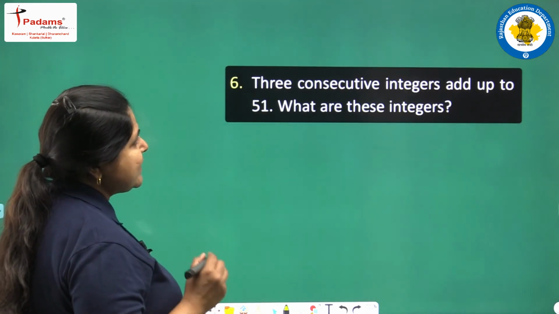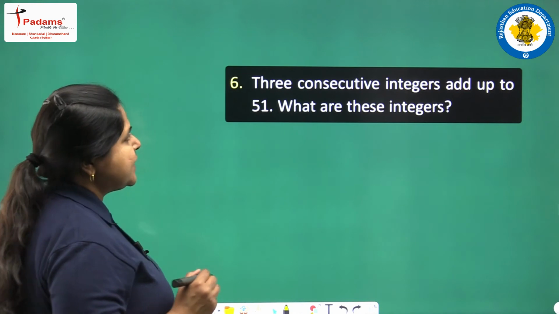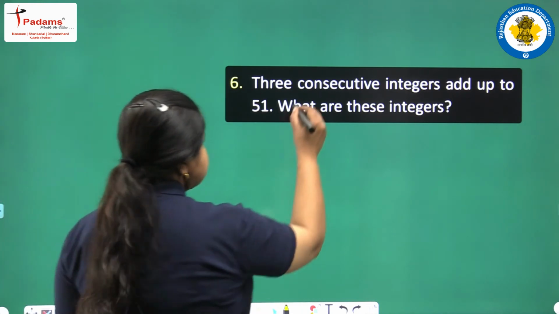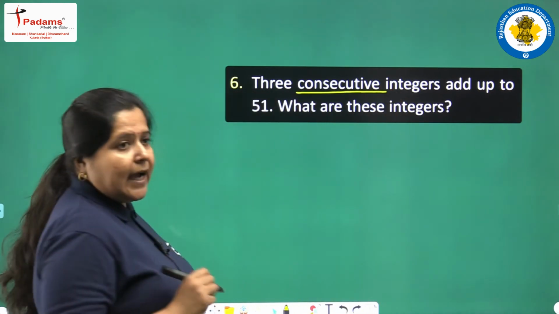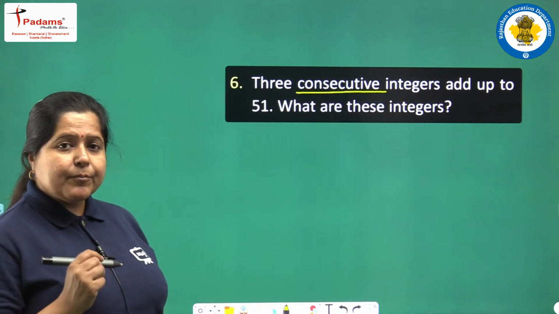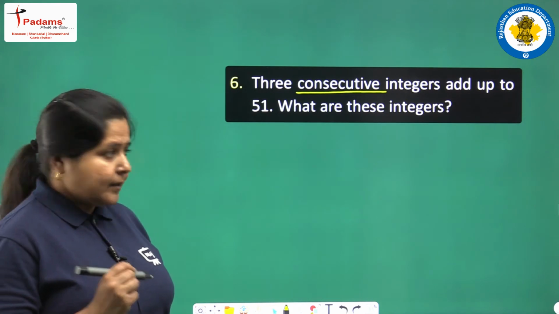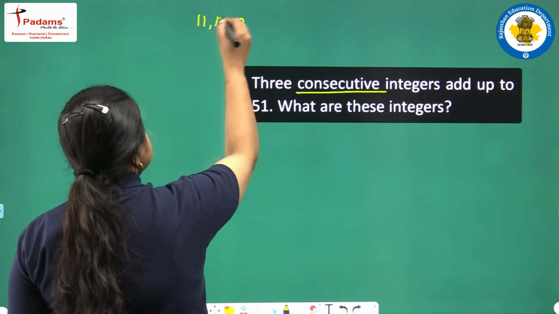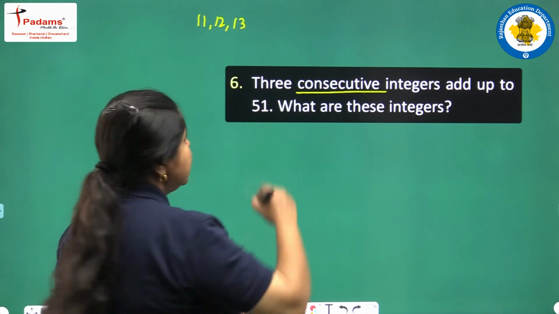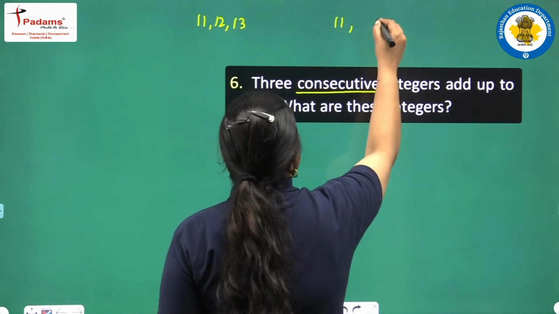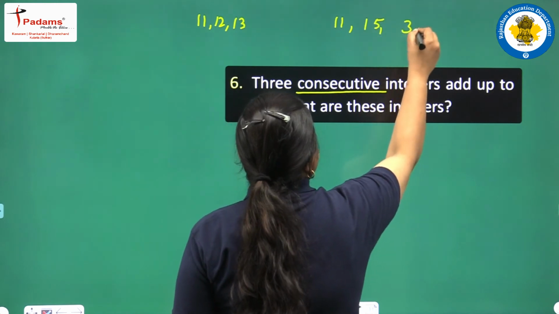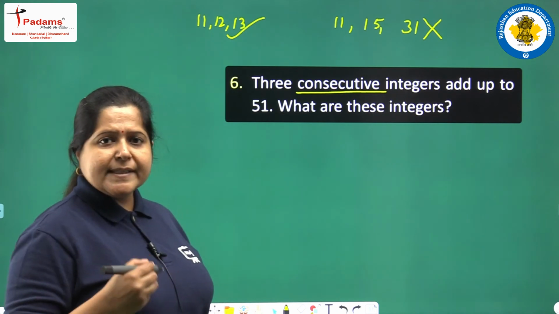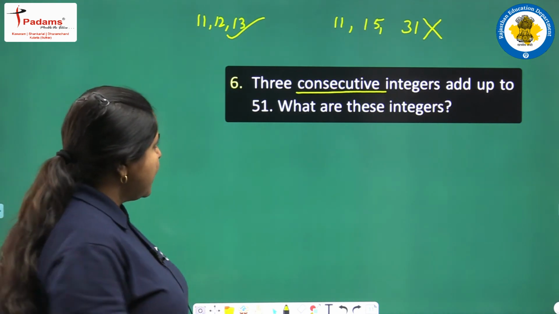Three consecutive integers add up to 51. What are these integers? Now what does this word consecutive mean? I told you it means the numbers are continuous in order. If one number is 11, then the others will be 12 and 13. They are consecutive numbers. But if we take 11, 15, 31, they are not consecutive. So, consecutive numbers are numbers coming one after the other.